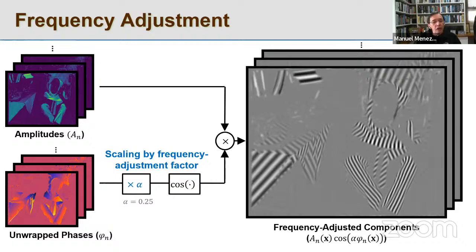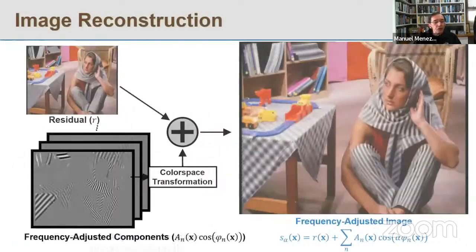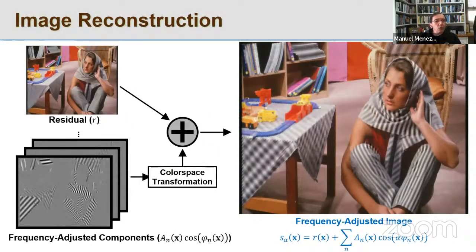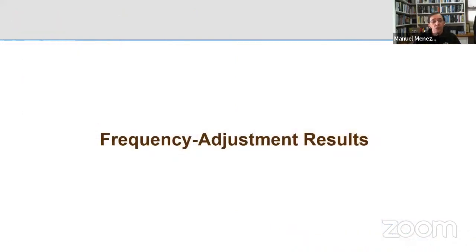Well, but once we have those things, we can just recombine with the residual image and then obtain our frequency-mapped image. And remember, this is done once, and once we have this information extracted, then we will be able to change those frequencies dynamically in real time. So let me show you some results.